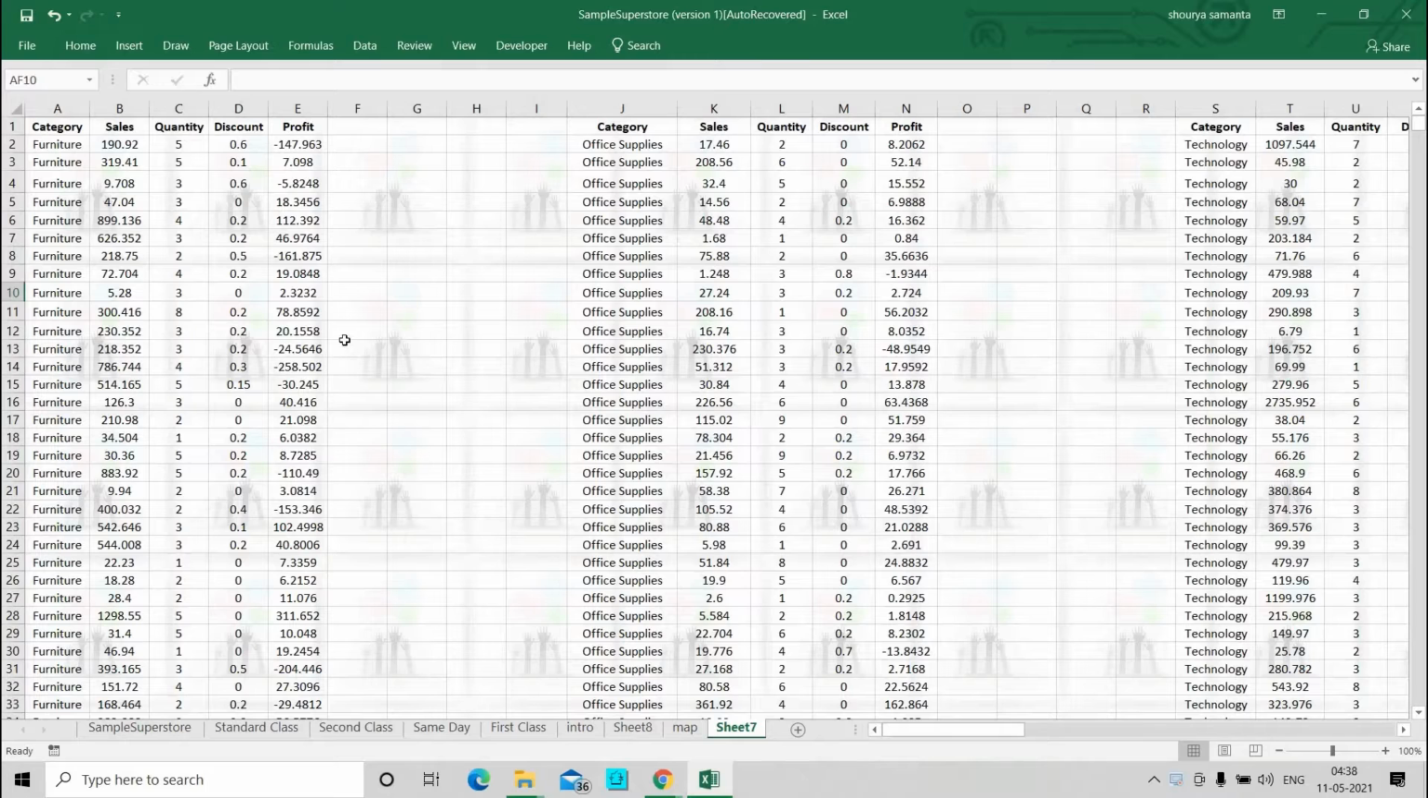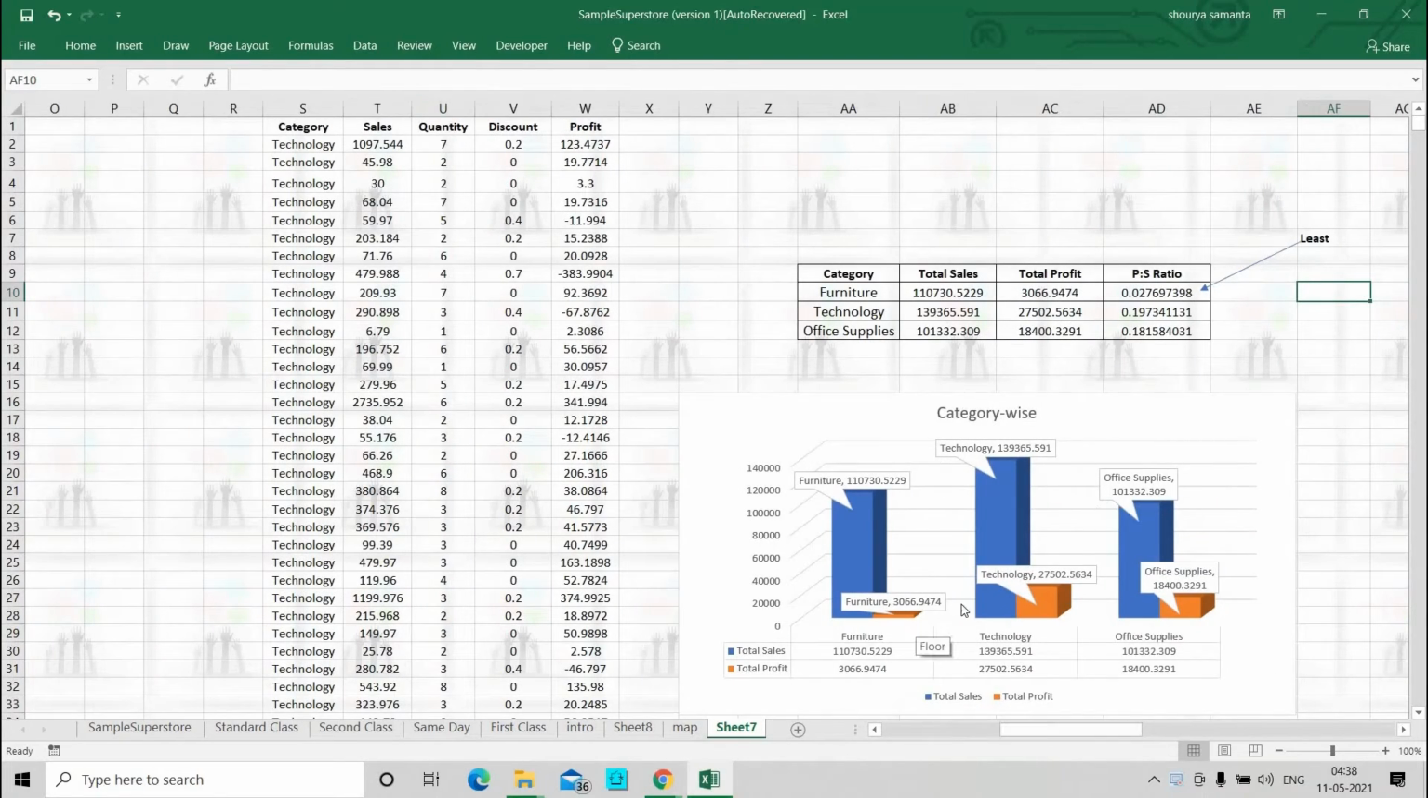Here we have extracted the data based upon their categories and have plotted a column chart indicating their total sales and total profit categorically. As we can see here, the total profit to total sales ratio for technology and office supplies are almost the same, but the same is very low for the furniture. So we have to look into the furniture sales.